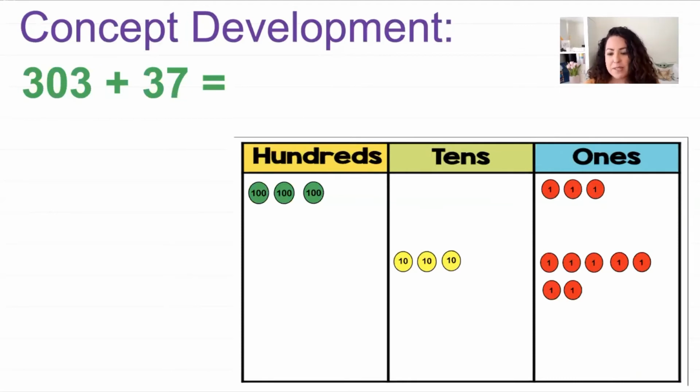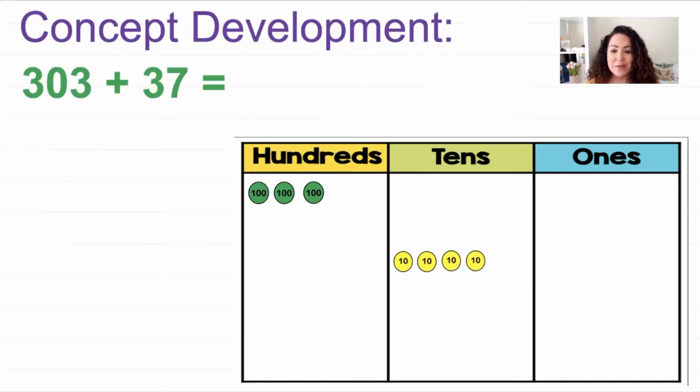In my ones place, I have 3 ones plus 7 ones. So 3 plus 7 is equal to 10. Now remember, when we have a 10, we trade those 10 littles for a big. So let's go ahead and circle our 10 ones, and let's make a 10. So there's our new 10 right there. So what do I have now? Well, I have 0 ones.